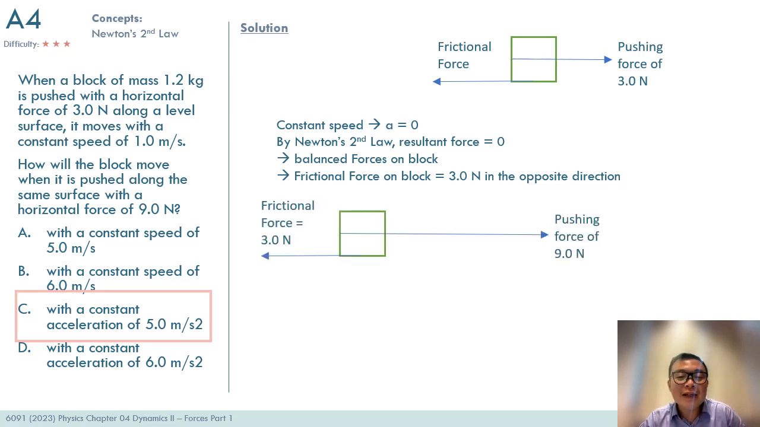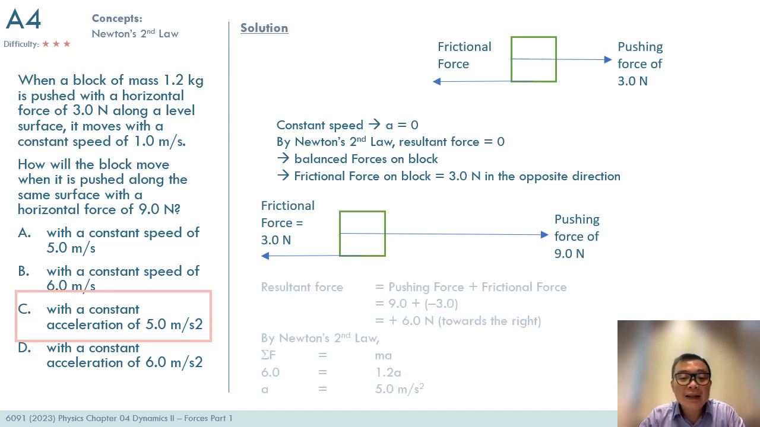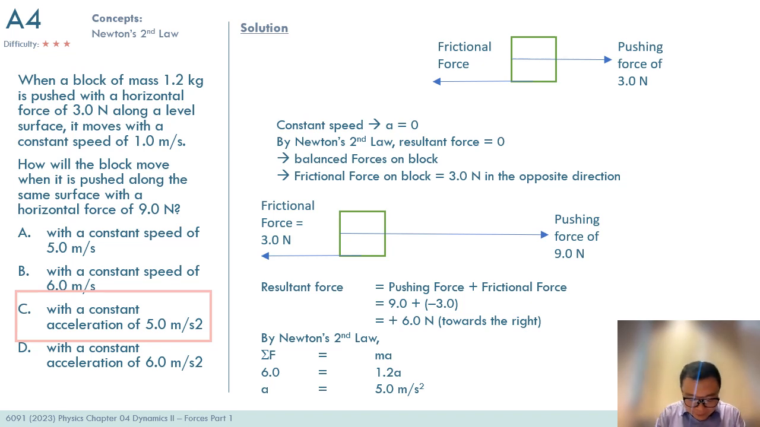Now, with this newfound frictional force of 3 newtons, we apply it to the second scenario with the larger forward pushing force of 9 newtons, and we will then apply the standard way for Newton's second law calculation. And first, we figure out what is the total sum of all the forces. To do this, we need to let a direction be positive. So I have let the forward direction be positive.